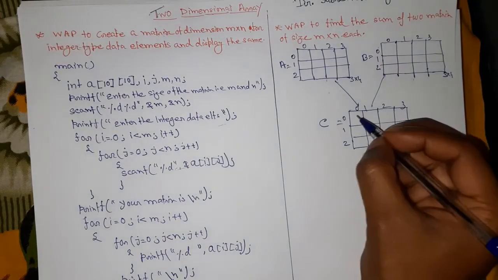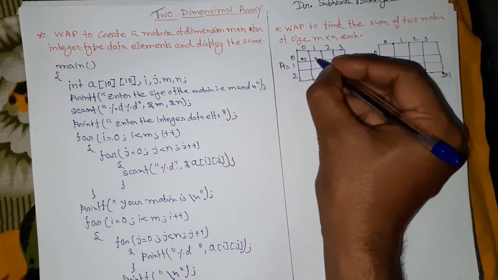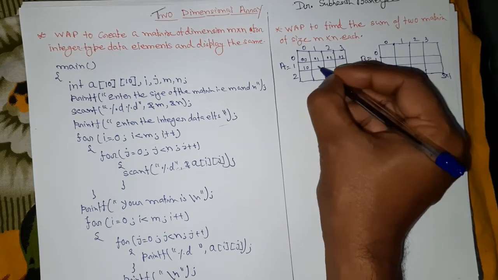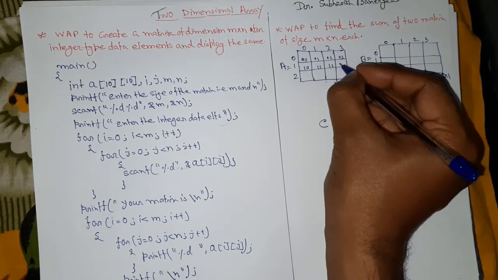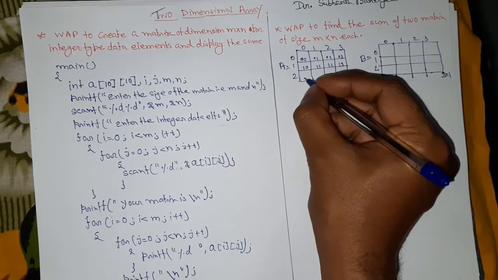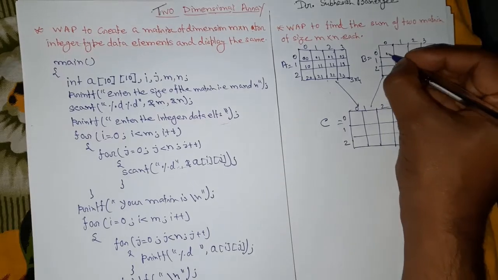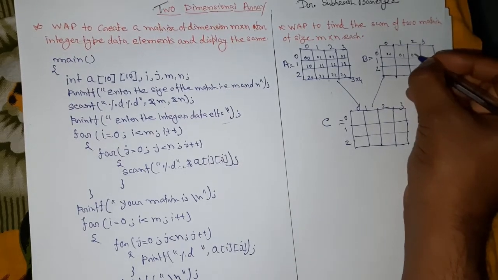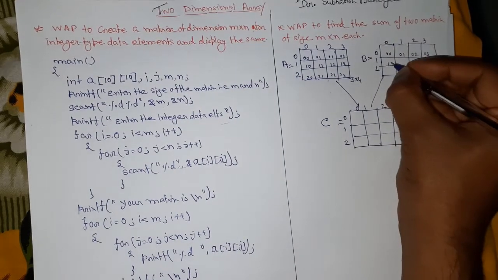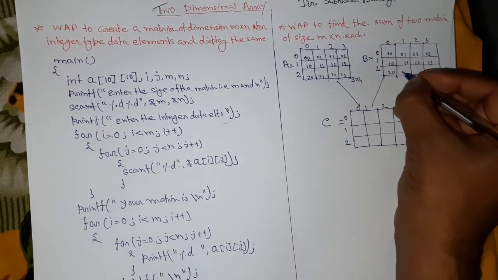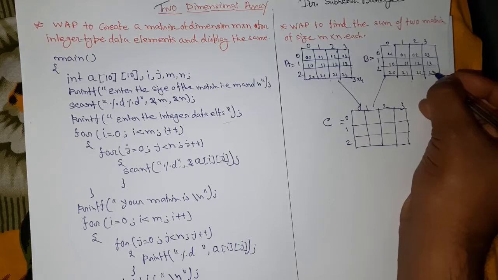So if we find, it is 0,0, it is 0,1, it is 0,2, it is 0,3, it is 1,0, it is 1,1, it is 1,2, it is 1,3, similarly it is 2,0, 2,1, 2,2, 2,3, similarly it is 0,0, 0,1, 0,2, 0,3, 1,0, 1,1, 1,2, 1,3, 2,0, 2,1, 2,2, 2,3.